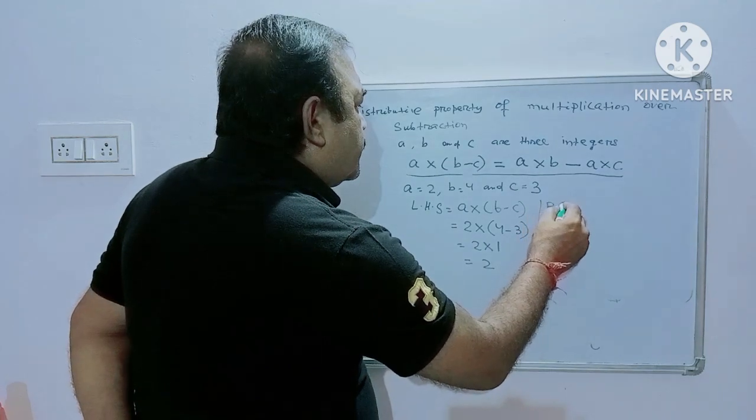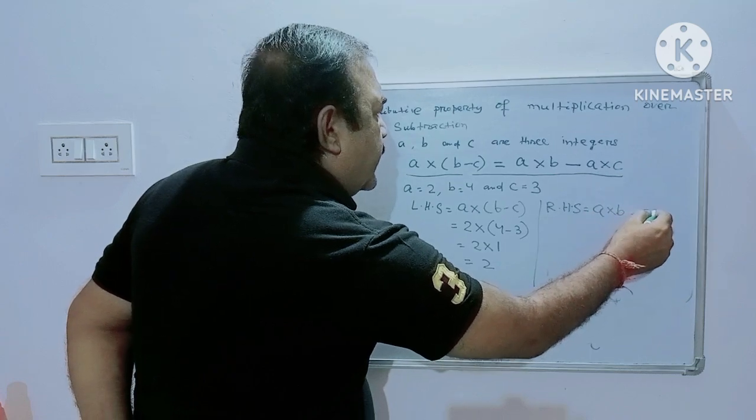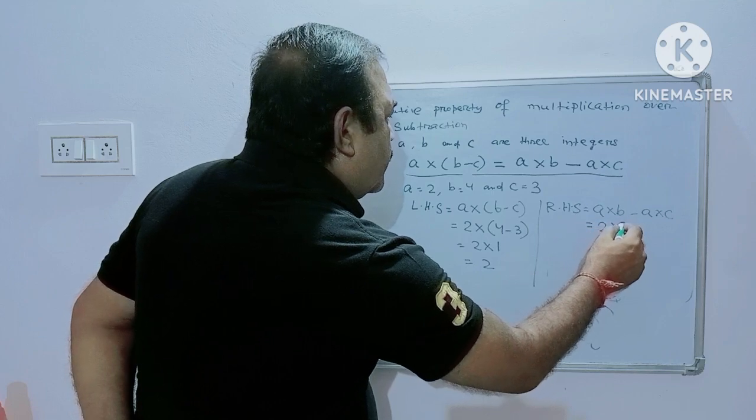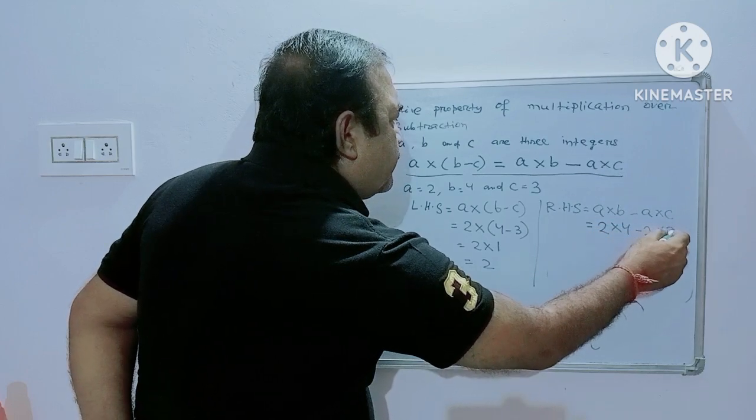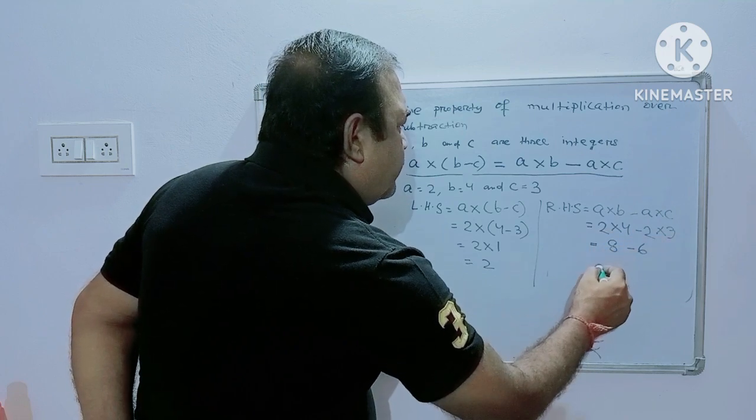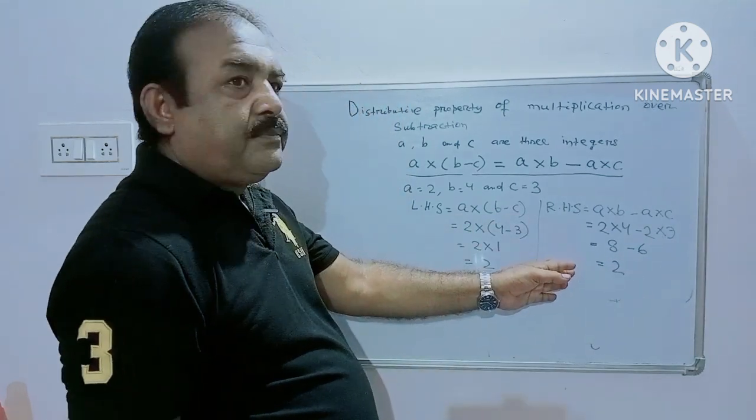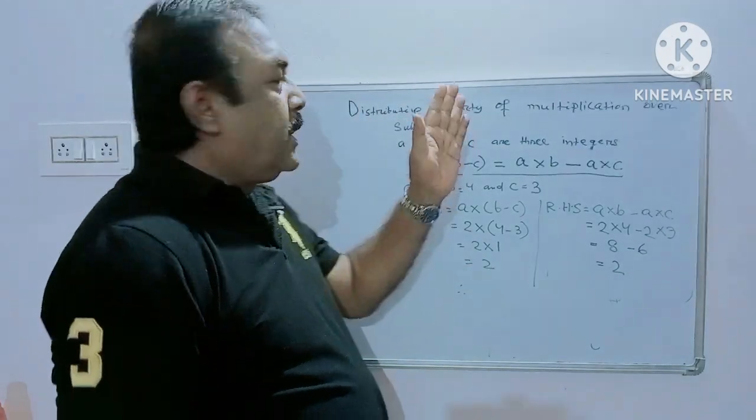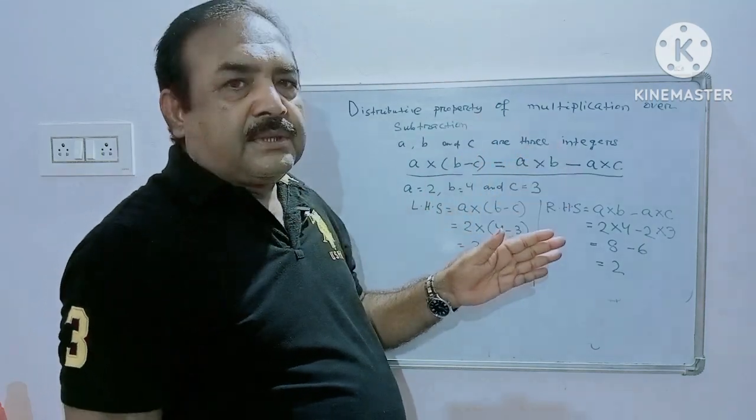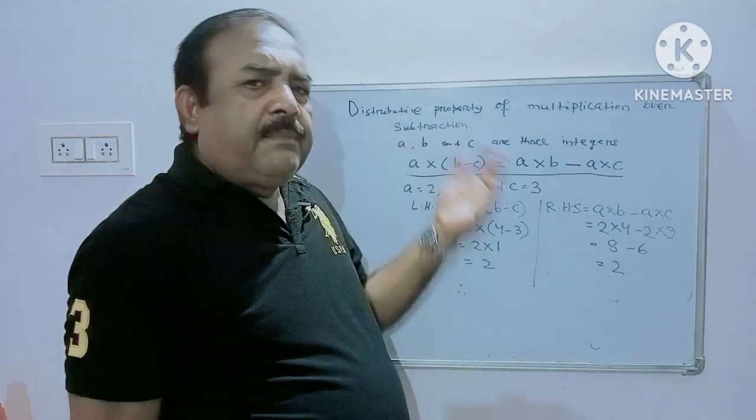So what is the right hand side? A into B minus A into C, that is equal to 2 into 4 minus 2 into 3. So 2 4s are 8, minus 2 3s are 6. 8 minus 6 is equal to 2. So therefore LHS is equal to RHS. So the distributive property of multiplication over subtraction also holds good for the integers. Okay. So this distributive property or distributivity is very much important.